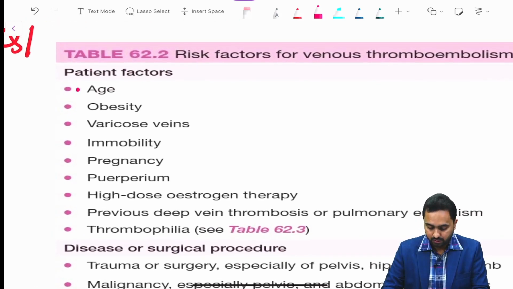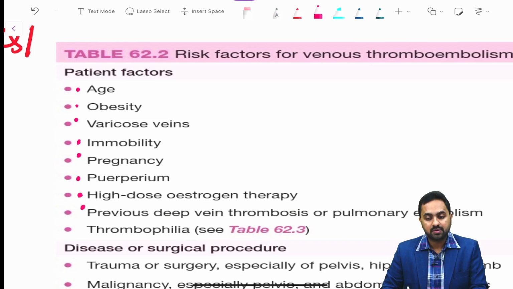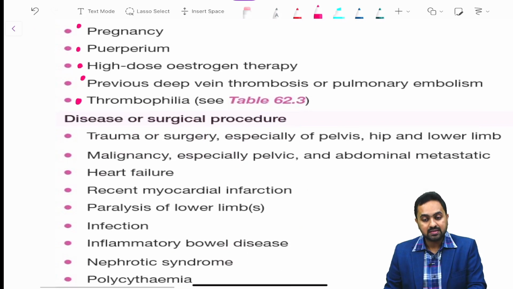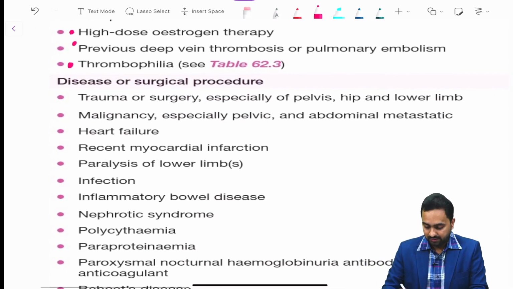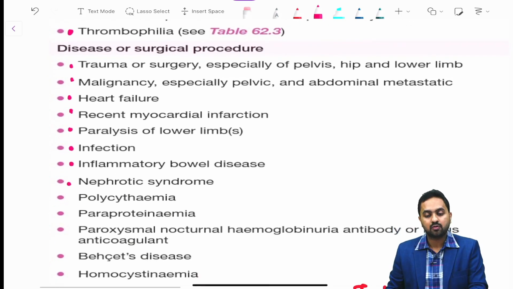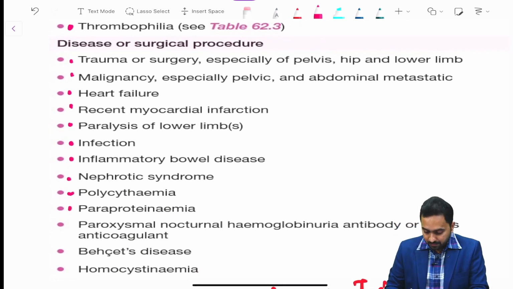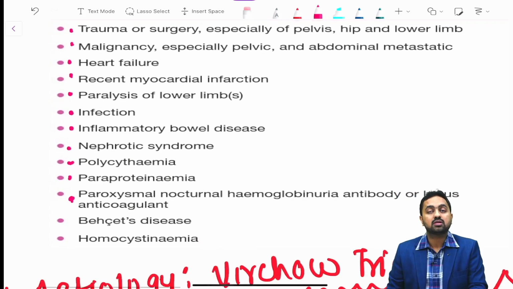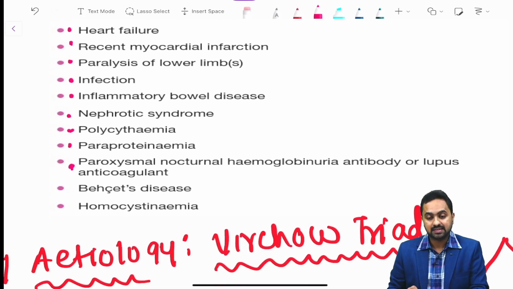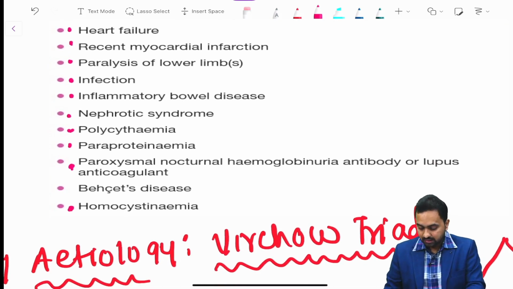Patient factors would include your age, obesity, varicose vein, immobility, pregnancy, puerperium, high dose estrogen therapy, previous deep venous thrombosis, and thrombophilia, right? And your disease or surgical procedure would include trauma, surgery, malignancy, heart failure, recent myocardial infarction, paralysis of lower limb, infection, inflammatory bowel disease, nephrotic syndrome, polycythemia, paraproteinemia, paroxysmal nocturnal hemoglobinuria, Behçet's disease, and your homocystinemia.